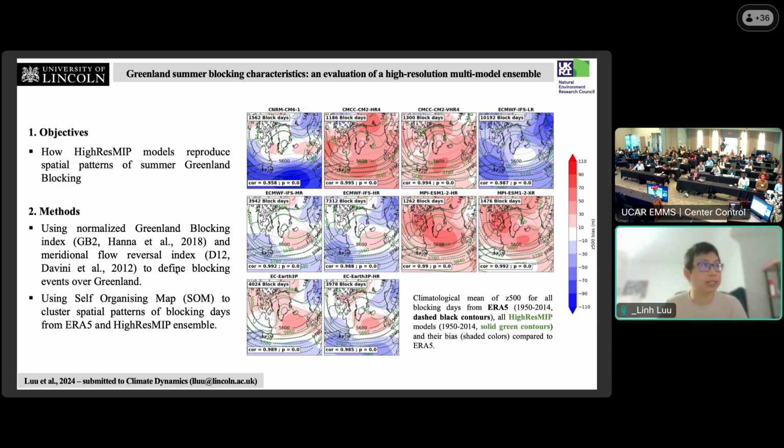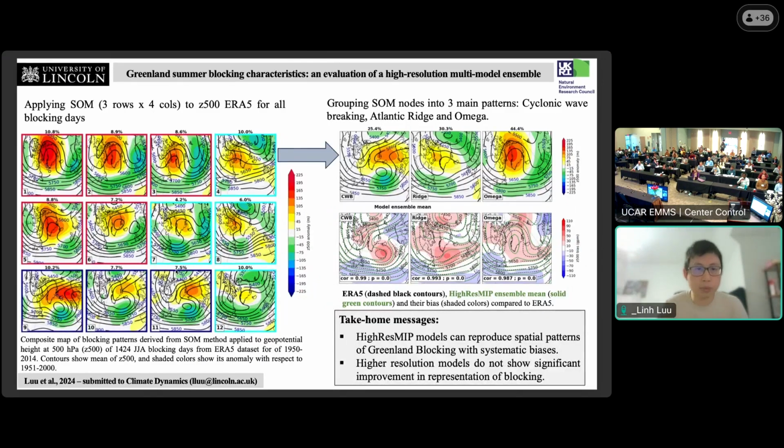Could you please move to the next slide? Yes. In the second part, we use a machine learning technique called self-organizing map, with a structure of 3 rows by 4 columns, to cluster all the blocking days in the summer from ERA5 into 12 different patterns. In the left panel, the first, second, third, fifth, and sixth panels show the omega blocking patterns from ERA5 reanalysis. Panels 9 to 11 show the cyclonic wave breaking structure with a very clear cutoff flow to the south of Greenland and a high pressure system retrograding from Scandinavia toward Greenland, and the rest are the Atlantic ridge.